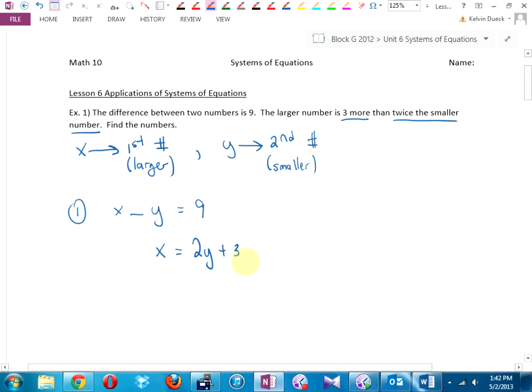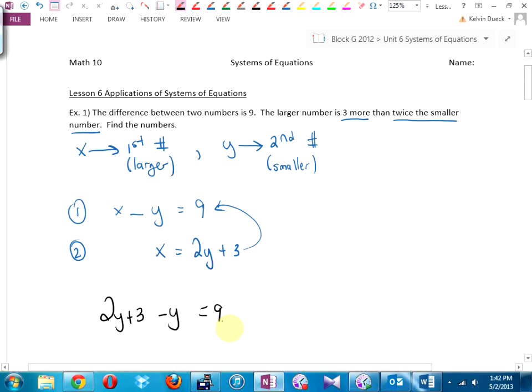You know what? I said I was going to use substitution. I said I was going to get the x by itself. I think I already have the x by itself in the second equation, don't I? I'm going to stick this right into here. Apparently, this equation is really x minus y equals 9. What am I going to write instead of x in equation number 1? 2y plus 3 minus y equals 9.